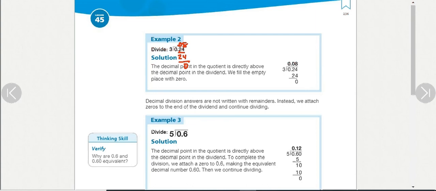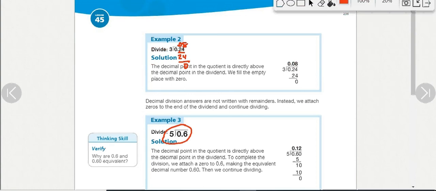Just see what they did. Looks neater than mine. Decimal division answers are not written with remainders. Instead, we attach zeros to the end of the dividend and continue dividing. For some reason, they show this one with bigger numbers.